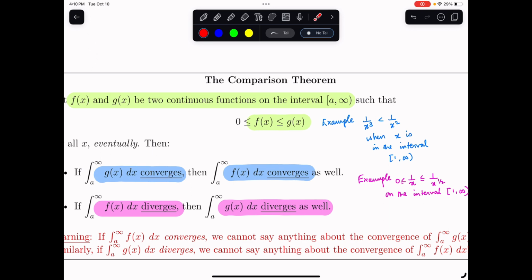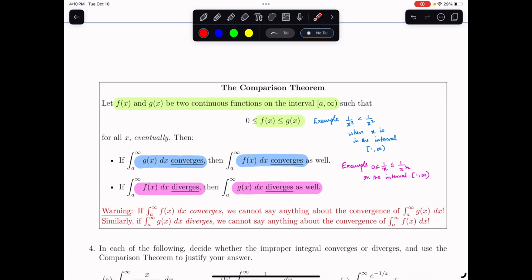So this is a really, really important theorem, the comparison theorem, and we're going to use this when we talk about series as well. One of the most common mistakes that students make for this theorem, so that's the warning over here: suppose the small guy converges, so suppose f of x converges, we cannot say anything about the convergence of g of x. Now this makes sense. If the area under the small function is finite, you can't really say anything about the area under the big function. And similarly, if the area under the big function diverges, we can't really say anything about the convergence or divergence of the small function.